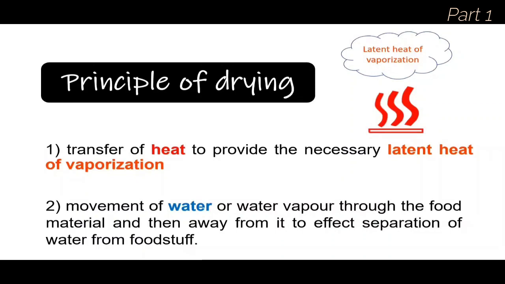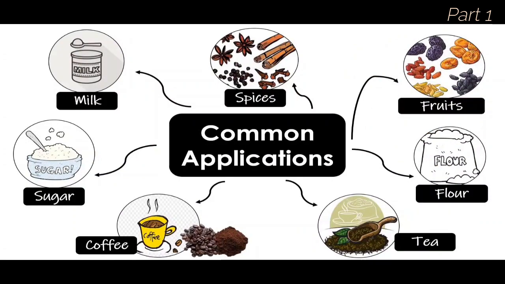Next, we are going to learn about the principle of drying. It is a simple principle. It involves the transfer of heat to provide the necessary latent heat of vaporization and also the movement of water or water vapor through the food materials and then away from it to effect the separation of water from the foodstuff. So now, let's see what food is commonly applied the drying method as the way of food preservation. Its common applications are milk, spices, fruits, flour, tea, coffee, sugar, and so on.